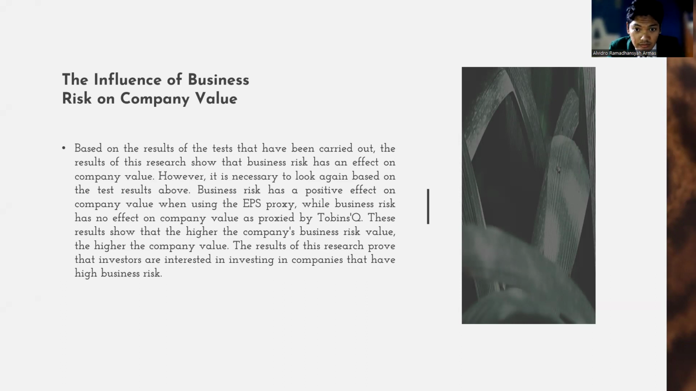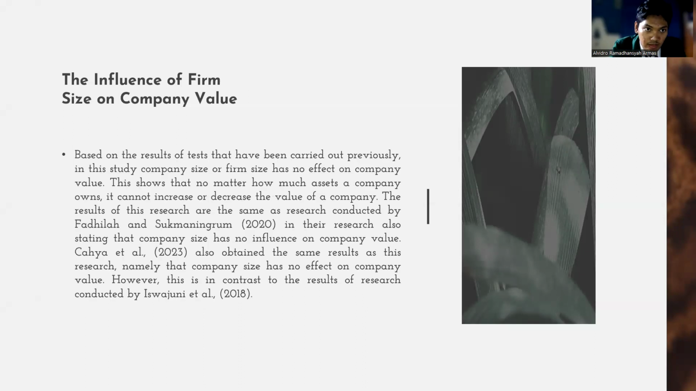The results of this research prove that investors are more interested in investing in companies that have the highest business risk. And the influence of firm size on company value. Based on the tests that have been carried out in this study, company size, or firm size, has no effect on company value. This shows that no matter how many assets a company owns, it cannot increase or decrease the value of the company. The results of this research are the same as the research conducted by Fadilah and Sukminingrum in 2022.